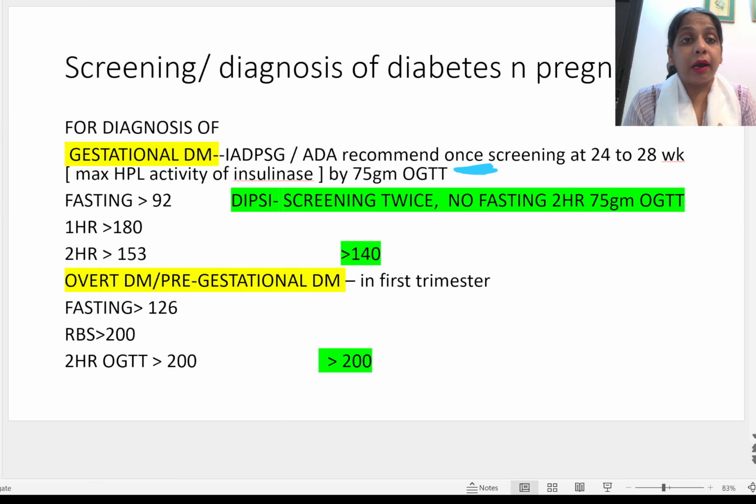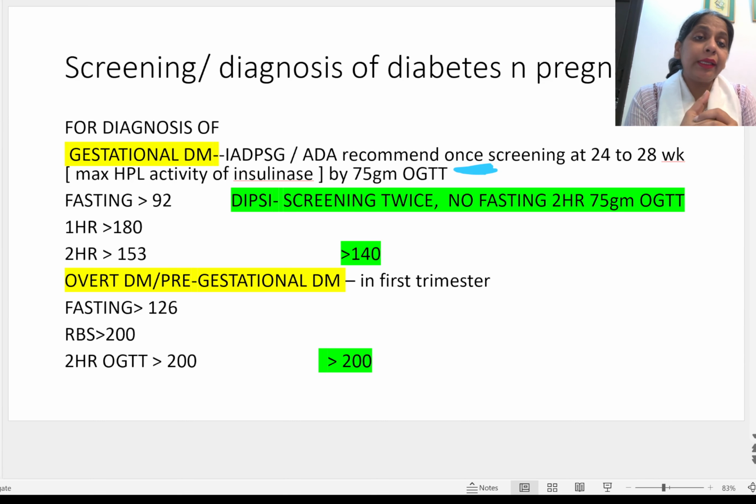And the Indian, rather Asian population is more prone to diabetes, so we need to screen twice. First of all, DIPSI says no fasting because patients don't come back. And we need to screen twice because the Indian Asian population is at risk. So first, one has to do the test at the first visit, and the second is we have to do the test again at 24 to 28 weeks.